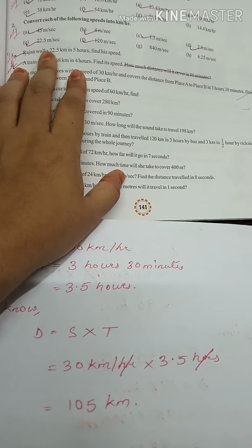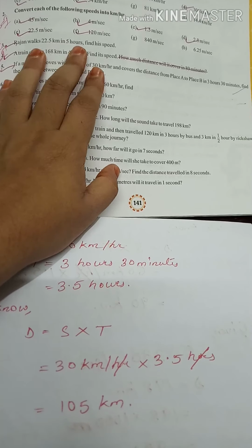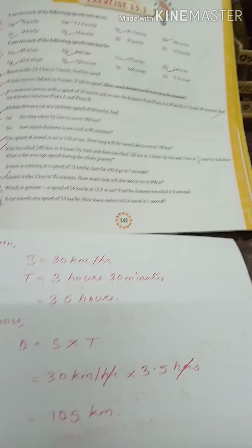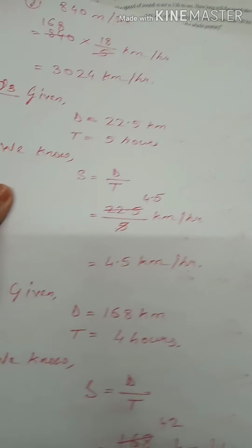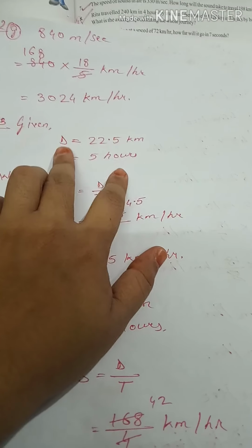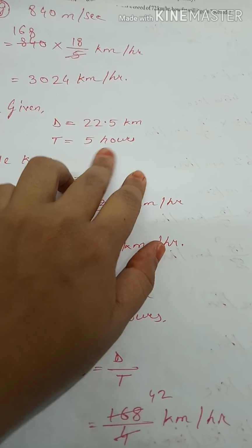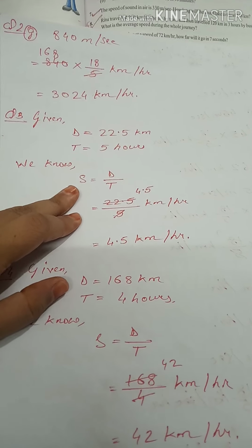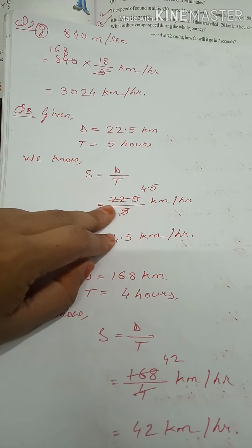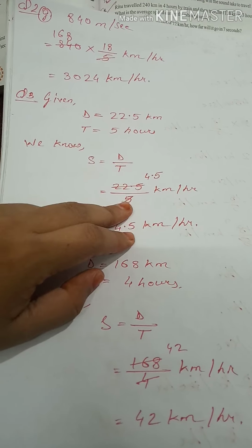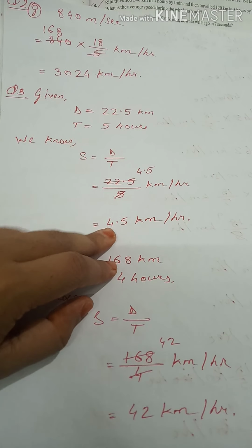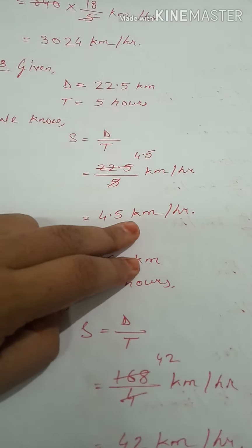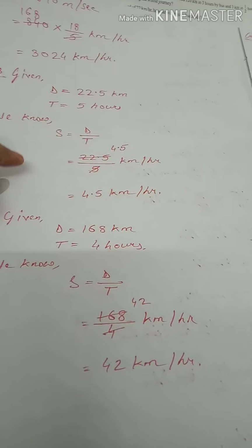Next you see question number 3. Rajan walks 22.5 kilometer in 5 hours. Find his speed. Now here what is given, 22.5 kilometer means this is distance, and 5 hours is time. So distance and time are given to us. We have to apply the formula of speed, s equals d by t. I have directly put the values, and after division the answer comes out to be 4.5 kilometer per hour. Okay, it's a direct question.